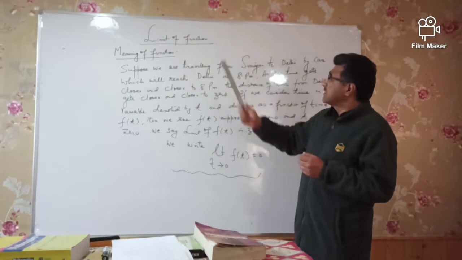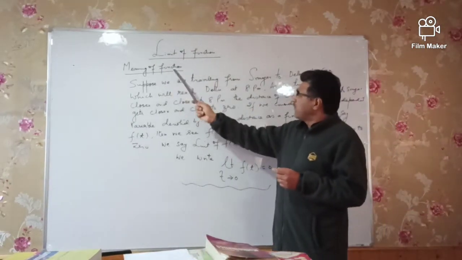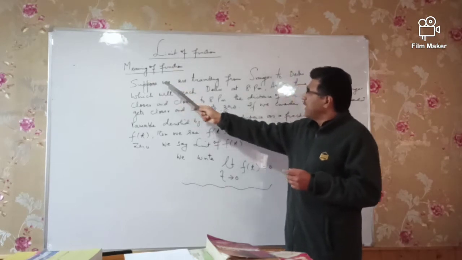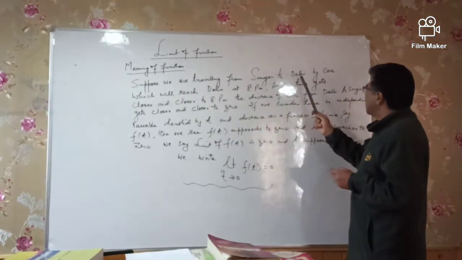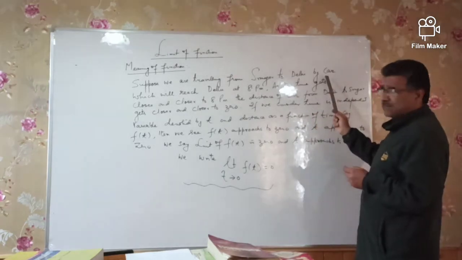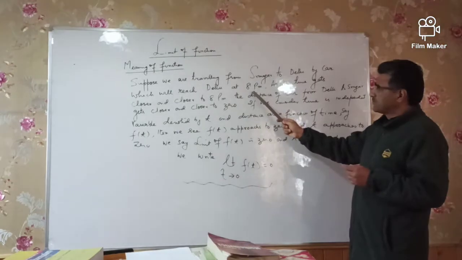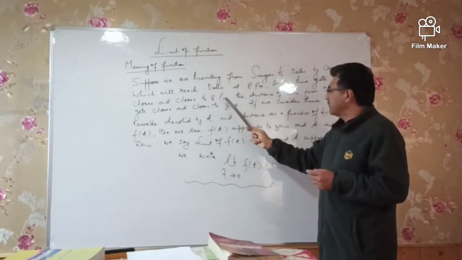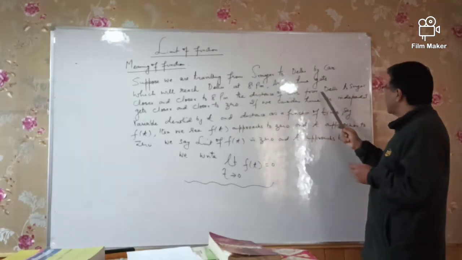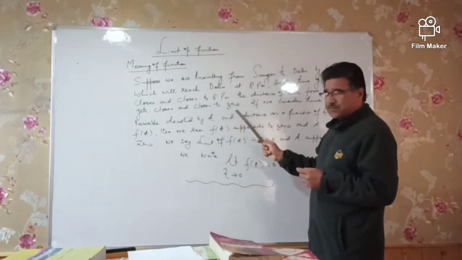Now how to discuss limit of a function and how to define it? Meaning of limit: suppose we are traveling from Srinagar to Delhi by car, which will reach Delhi at 8 p.m. As the time gets closer and closer to 8 p.m., the distance of the car from Delhi gets closer and closer to 0.